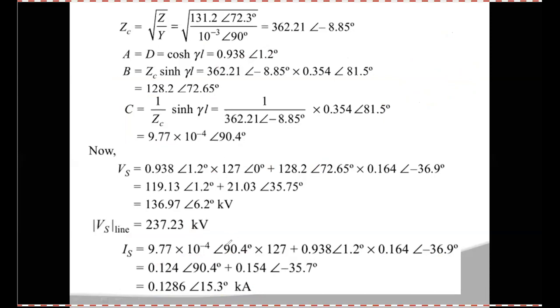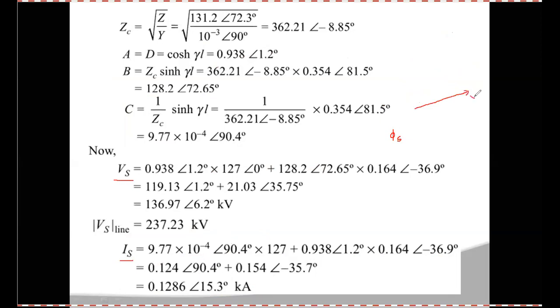Okay. So now you calculate the sending end power factor. To calculate the sending end power factor, you need to find out the sending end power factor angle, phi s, which is the angle between your sending end voltage Vs and sending end current Is. Okay. So what is the angle between this Vs and Is? Now let us draw a simple vector diagram.